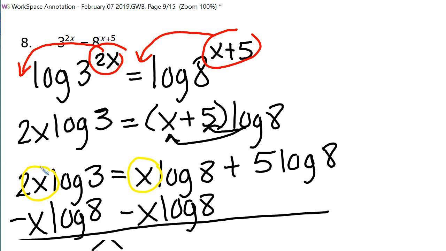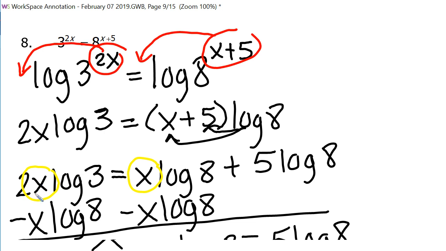So that's 2x log of 3 minus x log of 8 equals 5 log of 8. So after you distribute, move your x logs to the same side. Now once your x logs are moved to the same side, we want x by itself. So you need to factor out the x. So pull the x out of both of these terms.